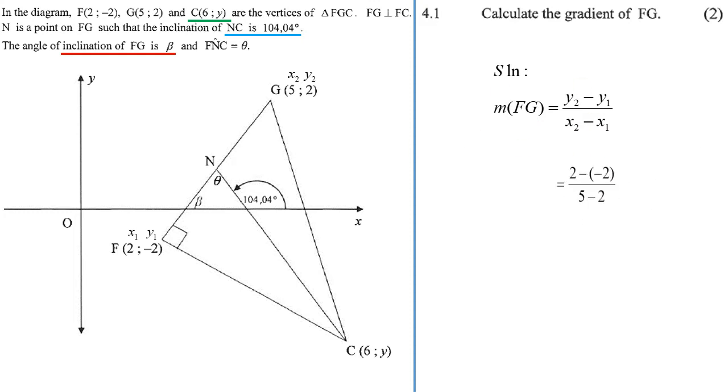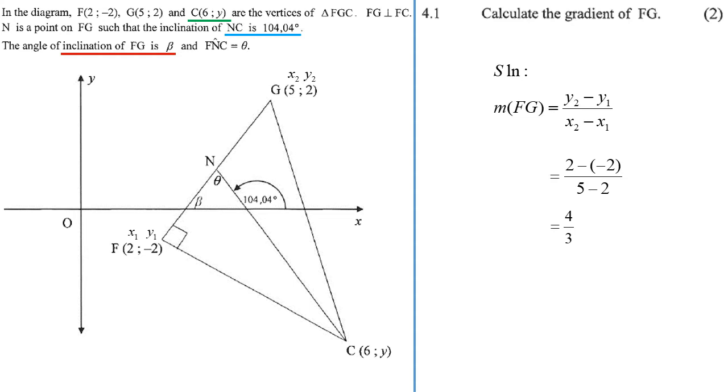Substitute accordingly. Your y2 is 2, your y1 is minus 2, x2 is 5, and x1 is 2. Remember, negative multiplied by negative is positive, so 2 plus 2 is 4, and 5 minus 2 is 3. So your final answer will be 4 divided by 3. Remember, this is the gradient of FG.